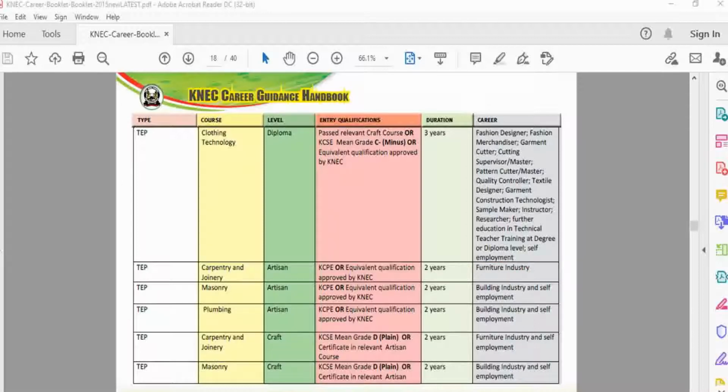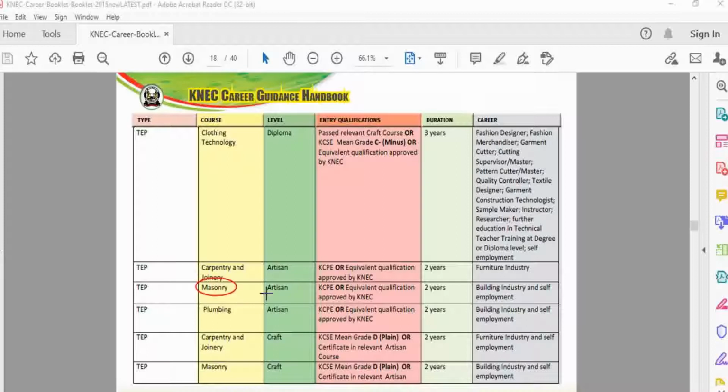And if you have checked my previous videos, I said that because the number of students who have done high school is already too high, most of the schools will only take students who have done high school, at least those who scored an E or a D minus. And for that matter, they usually shorten the course from 2 years to 1 year, because now they are no longer taking people who have done KCPE, but instead they are taking people who have done KCSE. So usually the course is shortened by some of the institutions.